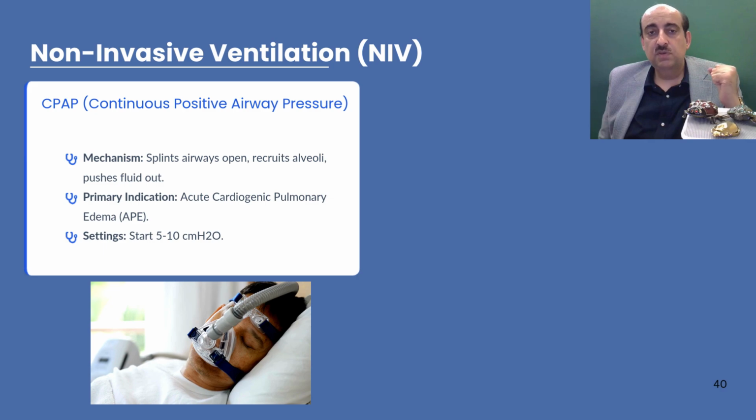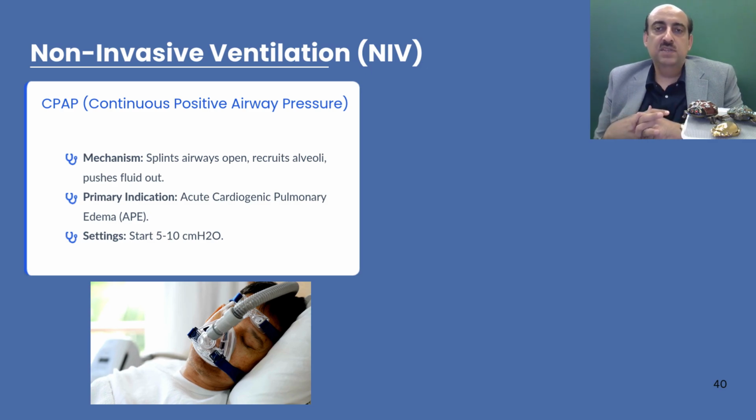The mechanism involves the splinting of the airways open. So if there is distal collapse of the airways, the continuous positive airway pressure, which is maintained throughout the respiratory cycle, leads to more recruitment of the collapsed alveoli and hence better oxygenation. Also, due to the positive pressure, the fluid inside the alveoli is mechanically pushed out, and hence leads to better oxygenation.